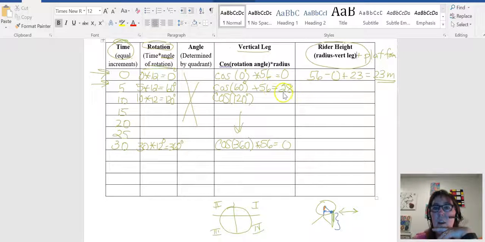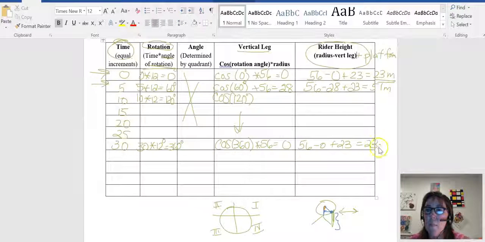How much higher? We calculate by taking our radius, which is 56, subtracting the vertical leg, which is 28, and adding 23, which is our platform height. That gives me 51 meters. So I'm a little bit further off, but not quite as high as my center height. Of course, when I get to 90 degrees, I would be at my center height. Even all the way down here, 56 minus 0 plus 23 is your platform height again.